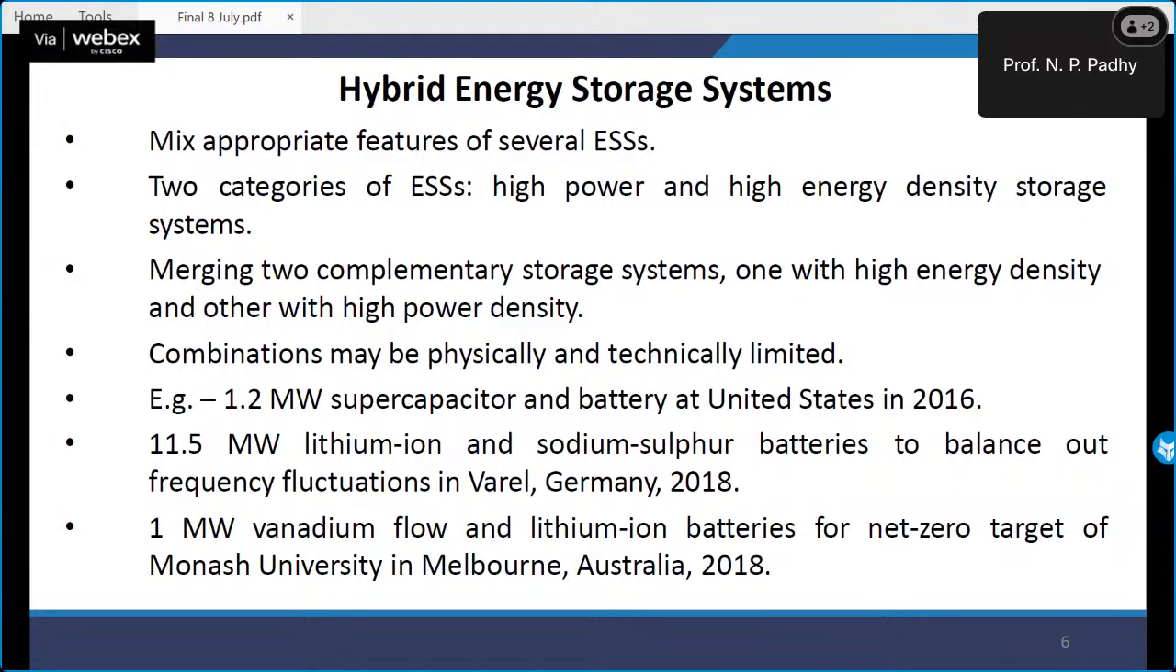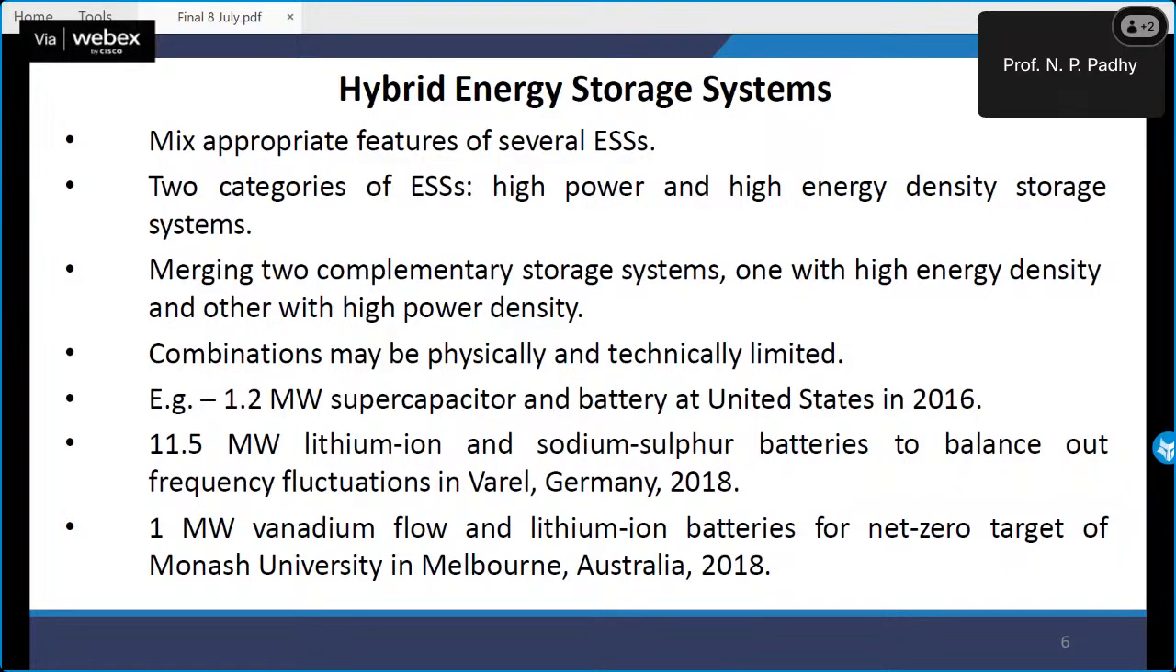Batteries are expected to have both high energy density and high power density, but achieving both is certainly not possible. So what we do is go for technologies which have reasonably high power density and some technologies which have high energy density, and we can mix these two to make sure that the package performs much better than a single type. So the categories of energy storage systems, either high energy density or high power density, will give you better efficiency. Combination may be physically and technically limited.